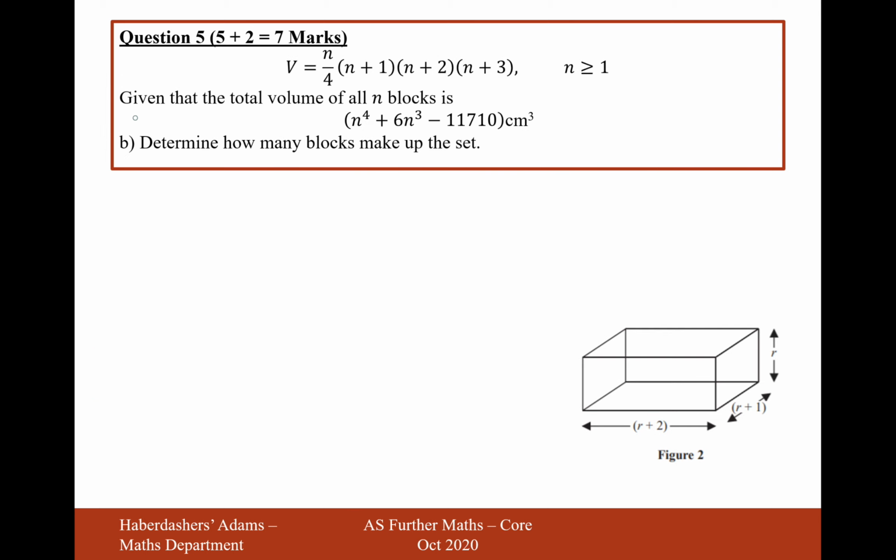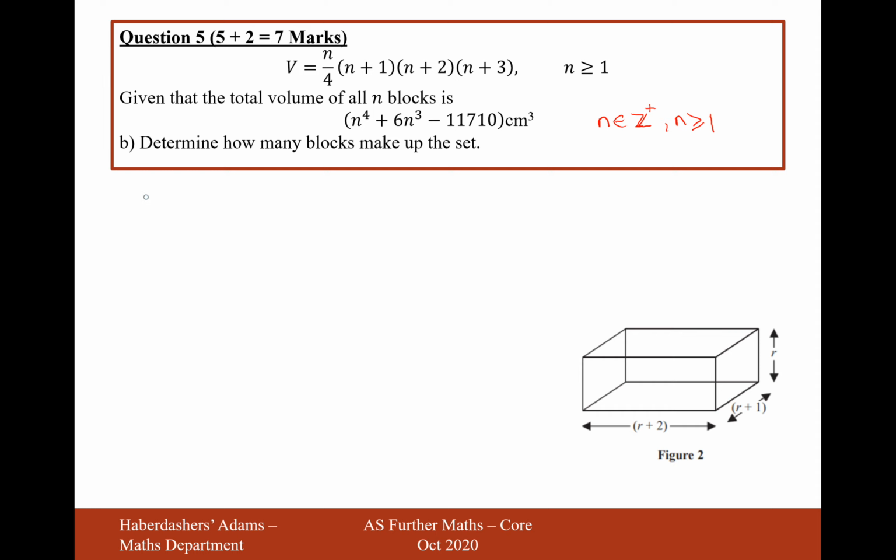So this is the volume of the blocks. Given that the total volume of the blocks is n to the power 4 plus 6n cubed minus 11,710, determine how many blocks make the setup. So remember here, n is a whole number, so it's in the Z plus, and it's greater than or equal to 1. So if we get any other solutions other than a whole number that's greater than or equal to 1, then we just ignore it.